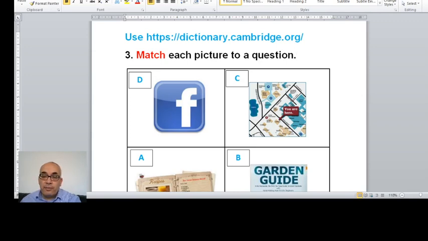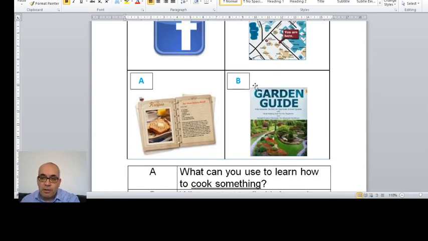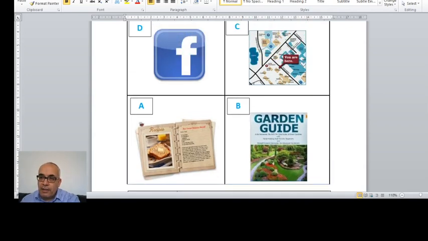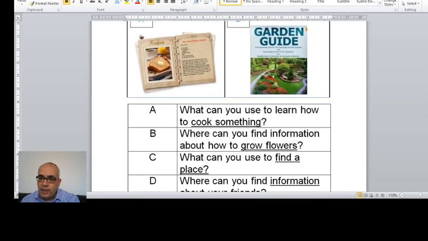Now, question 3. Match each picture to a sentence. The best way to do this exercise is to read the sentence and then find the picture which matches the sentence. And as I said, match means draw a line between a picture and a word, or maybe between a word and the picture. But here, match means you have to write the letters in the boxes. I already wrote the letters in the boxes for you. So I'm going to look for the answer.